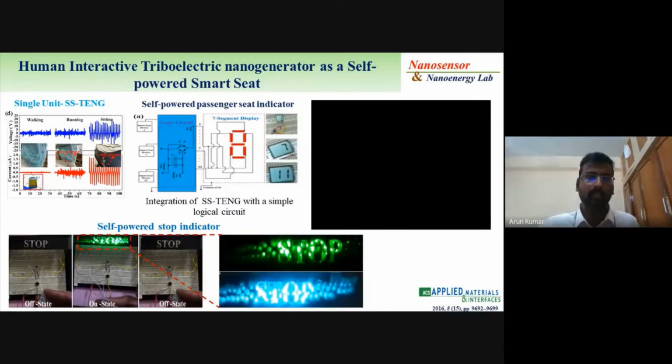Whenever the person sits and stands, the energy is generated and stored in the capacitor. When you press, the charge is released immediately, and the LED will glow. So that's how it works as a simple, self-powered device. Okay, let's see the next device.